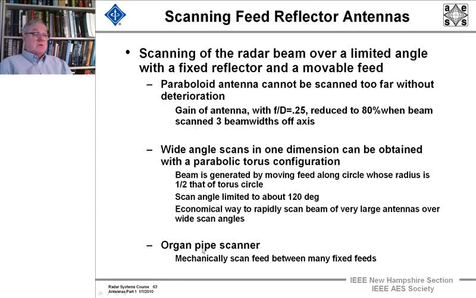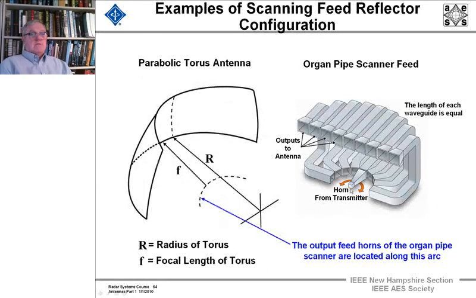I'm going to show you. It was built back in the late 50s, 60s, and has what's called an organ pipe scanner. It's a mechanically scanning feed between many fixed feeds. And here's a picture of the feed. The feed horn is rotated around to these different feeds, which go up and input to the antenna at different locations along the focal length of the torus. And this is that parabolic torus antenna.